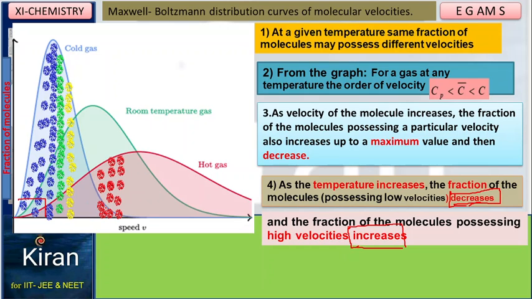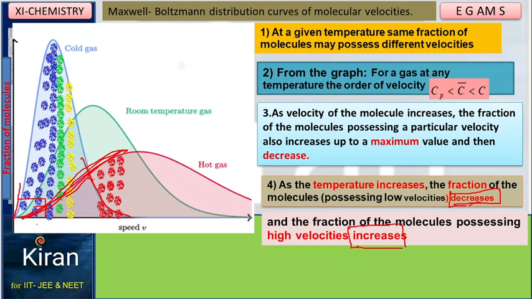When you observe here, for example, this is a cold gas. This is the cold gas curve. Here is the starting point, here is the ending point. Now, these molecules are possessing high velocities, which is there in the cold gas. When temperature increases, this curve becomes like this curve, the increased temperature curve. At increased temperature, the number of molecules fraction is high.